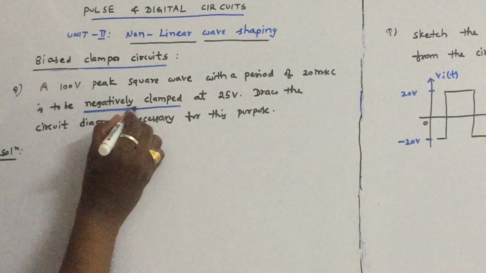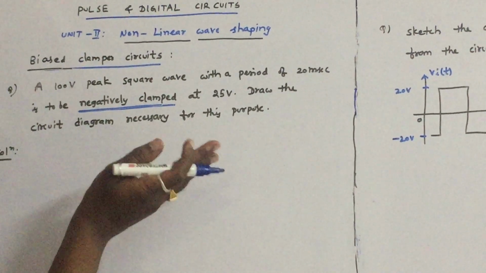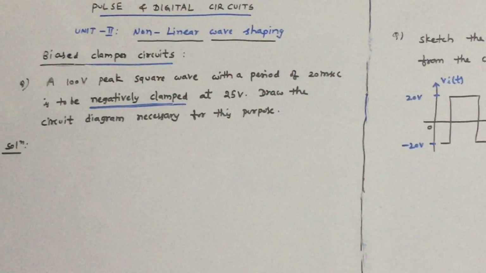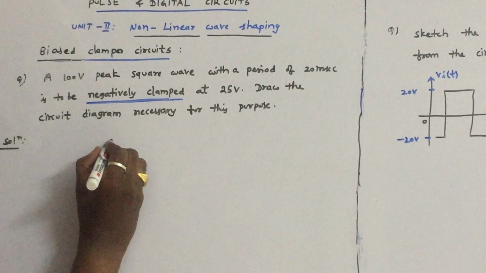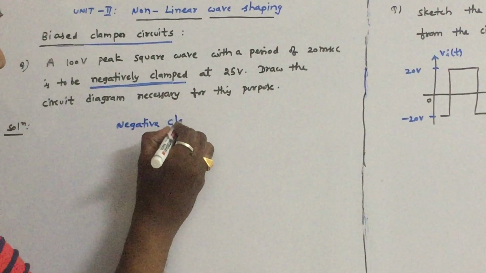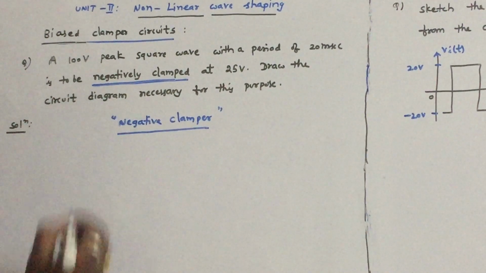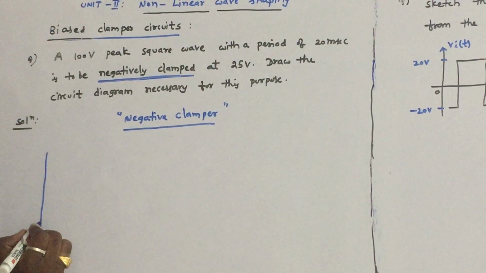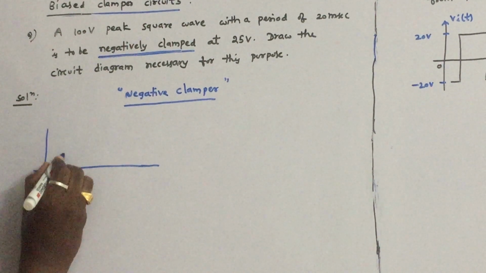We have to clamp this input square wave to the negative level such that it should clamp at 25 volts. So that is what it is given. First let us draw the input. First we have to identify that it is a negative clamper. First you have to remember negative clamper. So what is the input given? Just I am drawing the input waveform. Very simple input waveform is given. So it is given as like this.